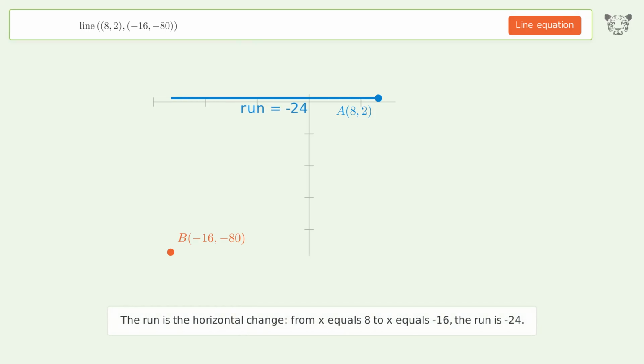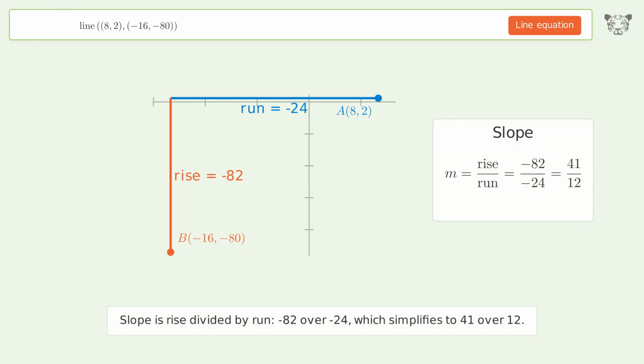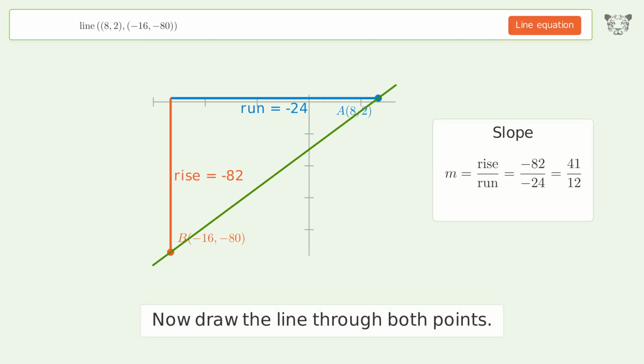The run is the horizontal change, from x equals 8 to x equals -16, the run is -24. The rise is the vertical change, from y equals 2 to y equals -80, the rise is -82. Slope is rise divided by run, -82 over -24, which simplifies to 41 over 12. Now draw the line through both points.